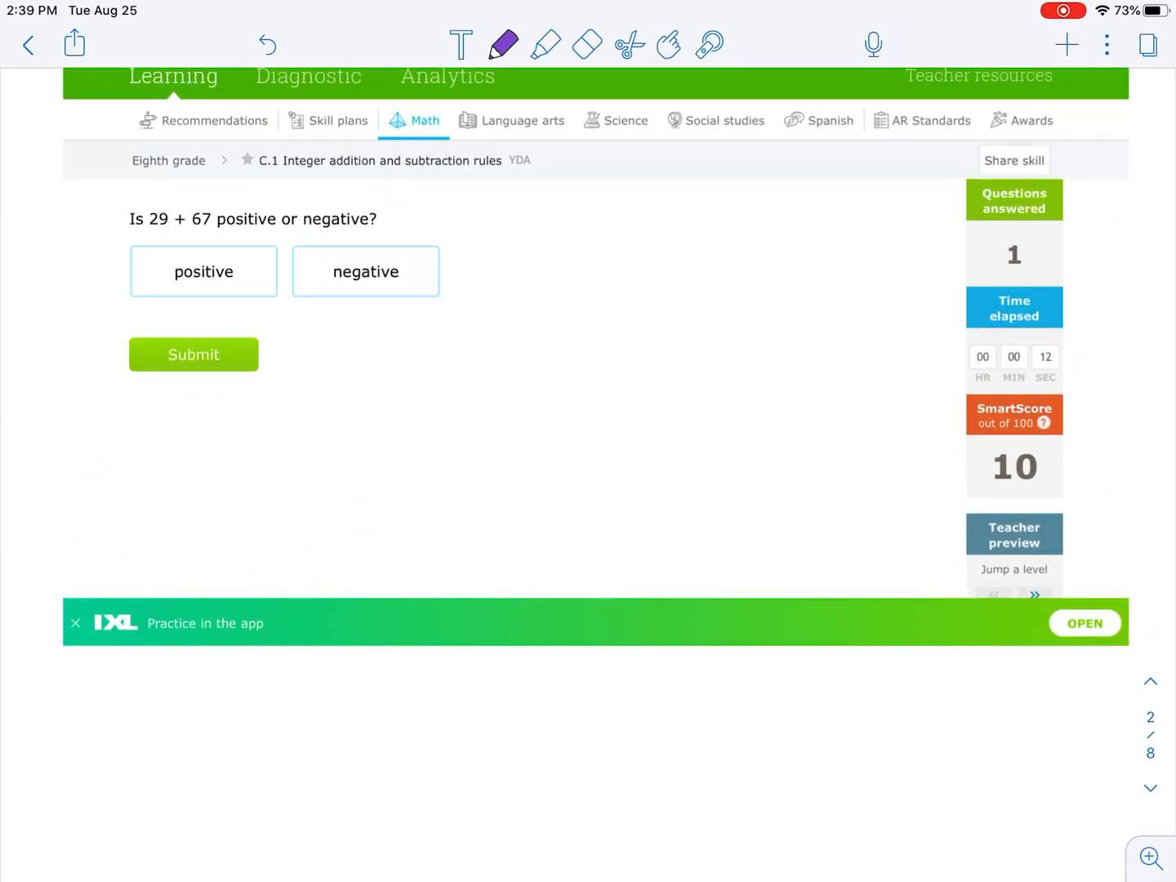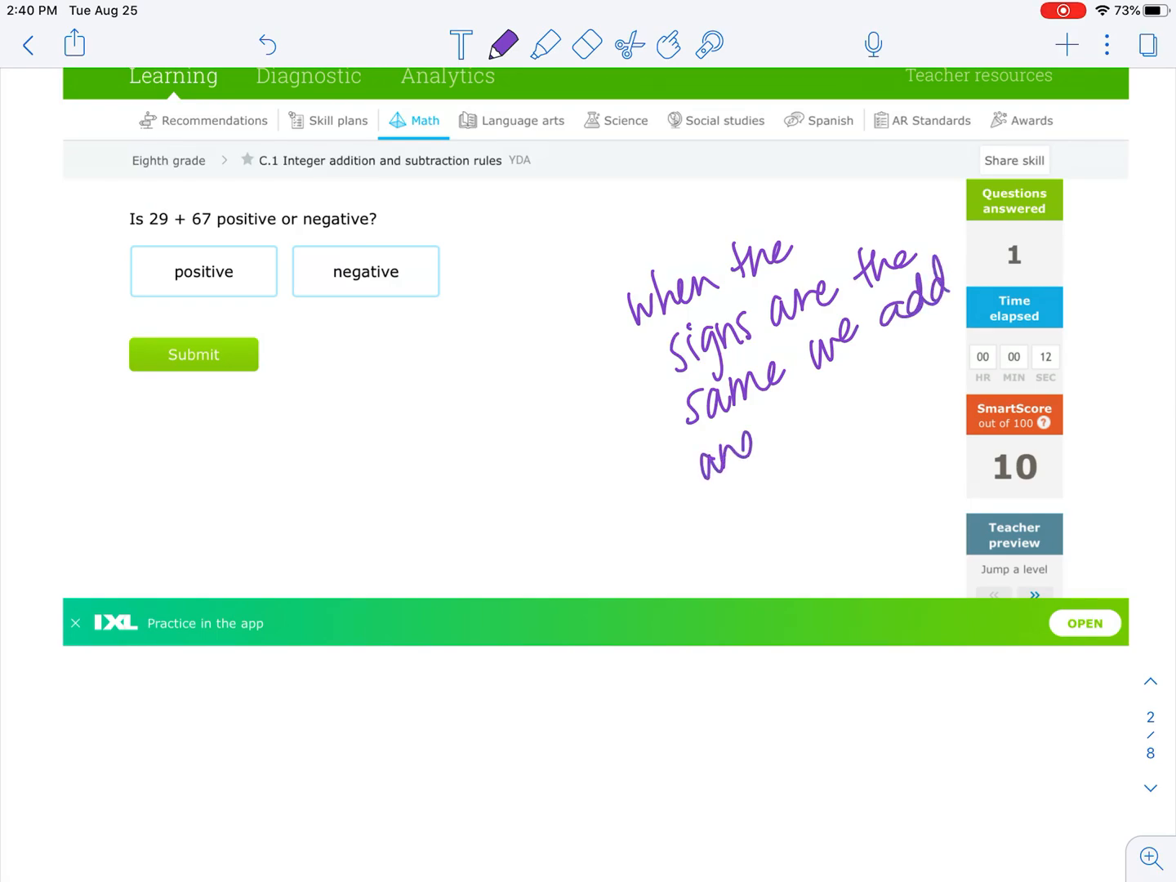All right, here's an easy one. I've got a positive number plus a positive number. When the signs are the same, we add and we keep the sign. Okay, so these are two positive numbers that we're adding together, positive plus positive. We add them together and we keep the sign, so the answer is positive.